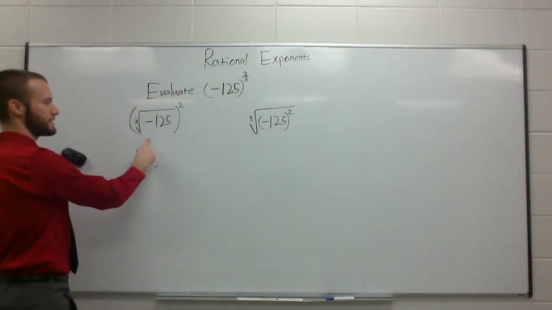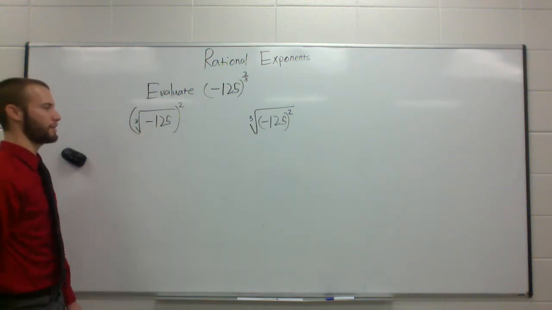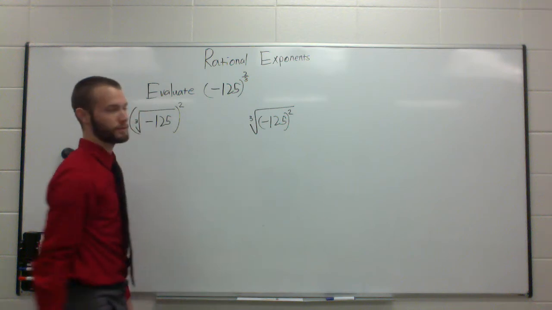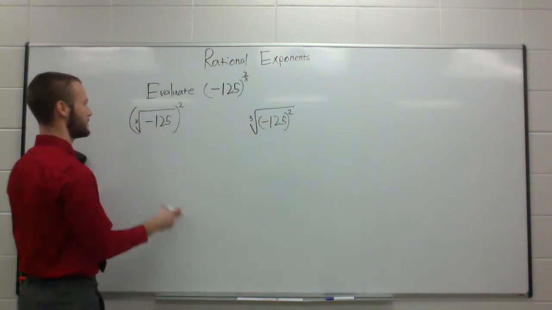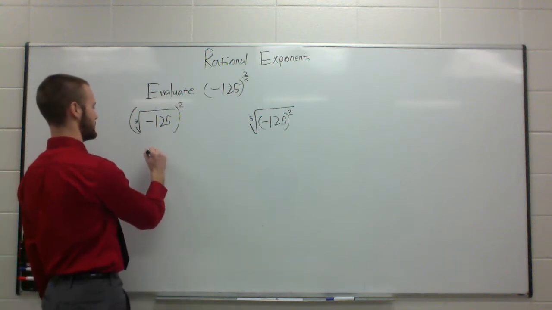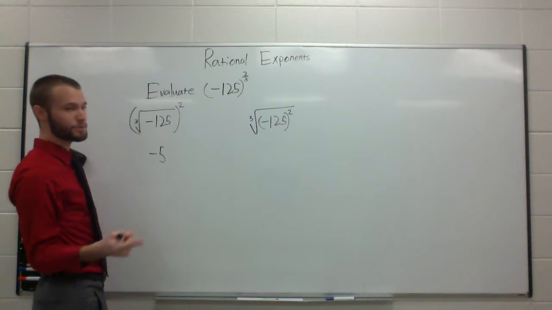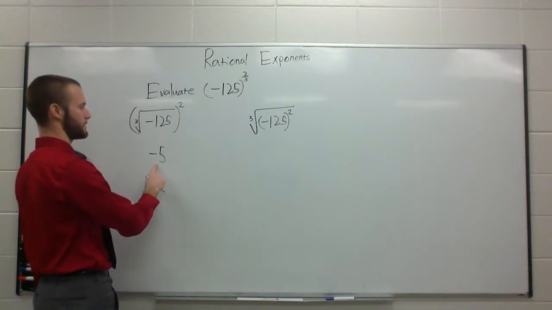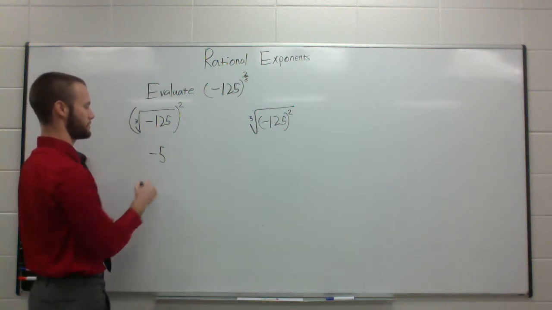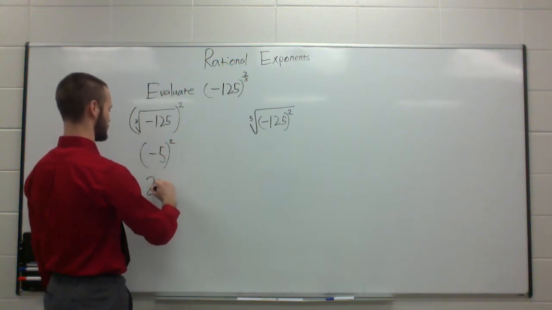You can see how it has the advantage of writing it both ways. This one's going to be easier to work out because I don't know what negative 125 squared is off the top of my head. But I do know the cube root of negative 125 is negative 5. Because negative 5 times negative 5 is positive 25, but then times negative 5 again would be negative 125. So this is negative 5 squared, which of course is 25.